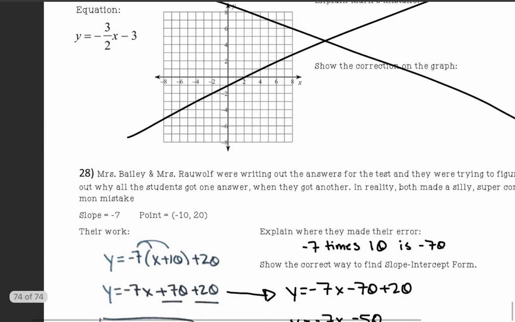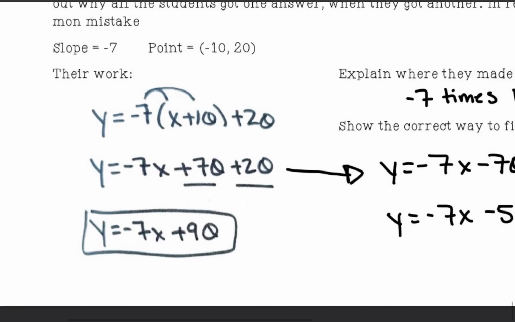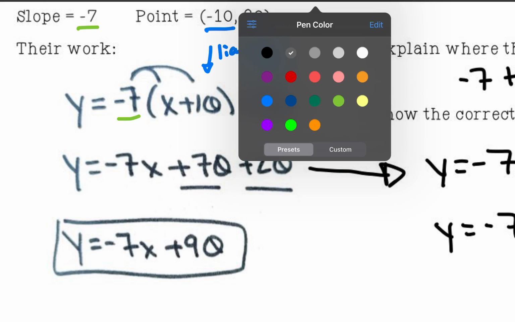Skip the problem about Mark here, and we'll go to the one about Miss Bailey and Miss Rowell. They were writing their answers, but all the students got it another way. In reality, they both made a silly, super common mistake. So we wrote the problem in point slope form, right? The slope's good. They did the opposite of the x. That's okay because x is a liar. This 20 is good. So next up, we have to see what math they did.